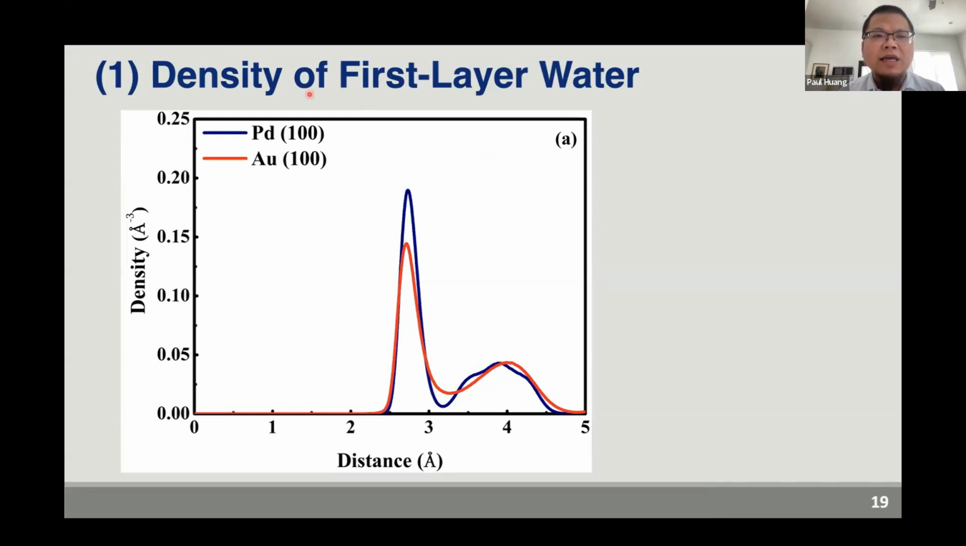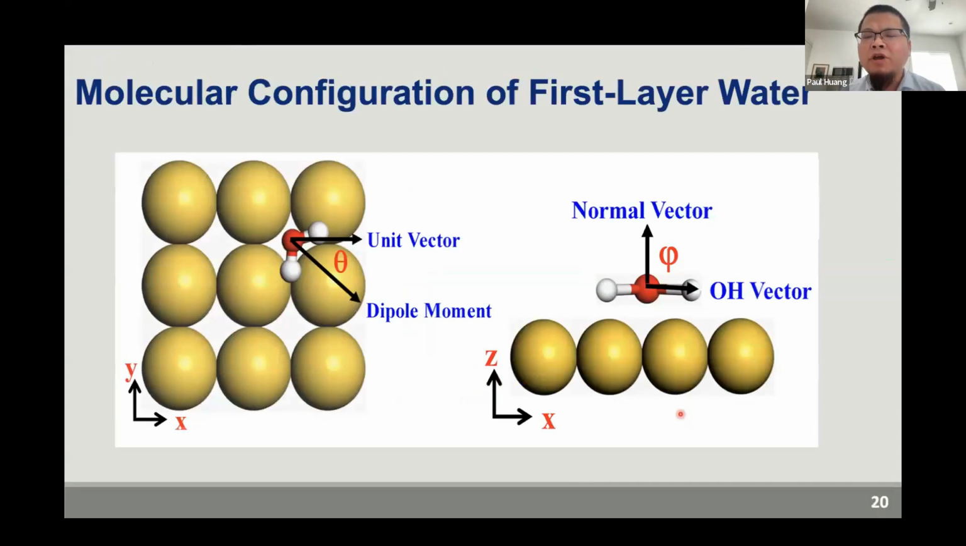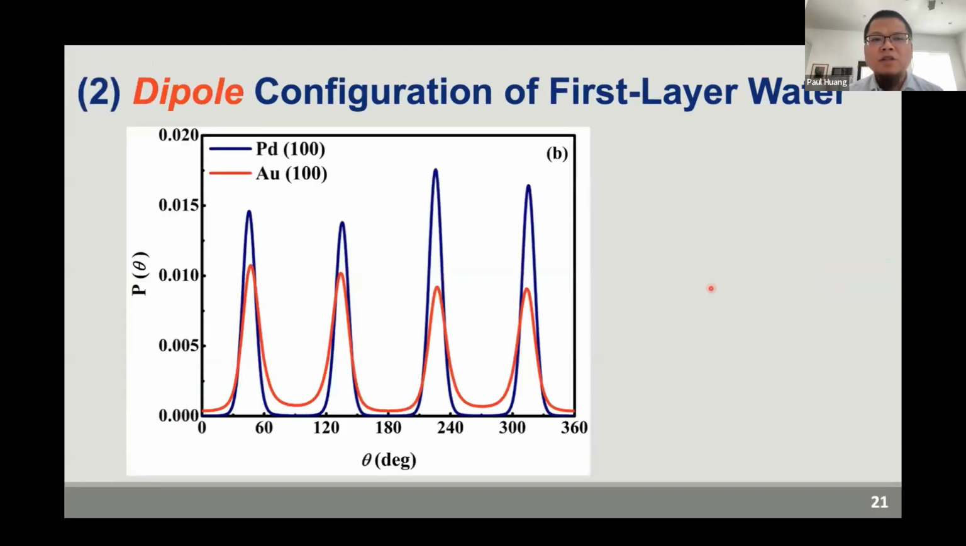Here we are looking at the density of the first layer of water. As you can see, we can quickly conclude that on PD 100 we are going to have higher density of that unique layer of water molecules. What if we move on to look at their configuration, simply because water is very unique in forming hydrogen bonding and having quite nice structural requirements. So here we look at the dipole moment as well as the OH vector, purely to understand their structural perfectness, to see which one is better.